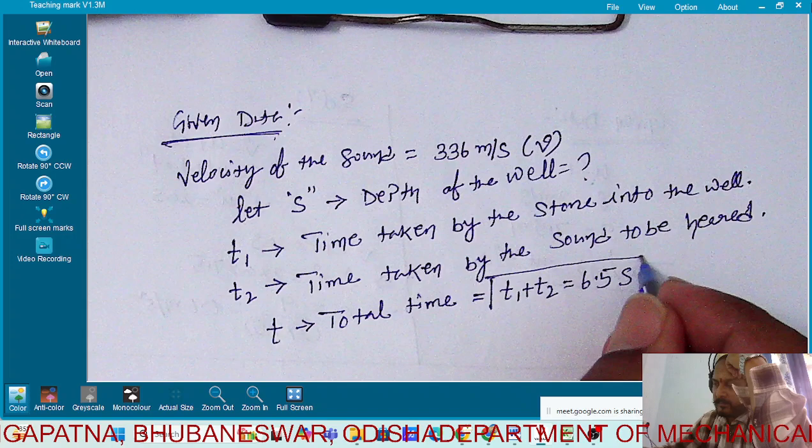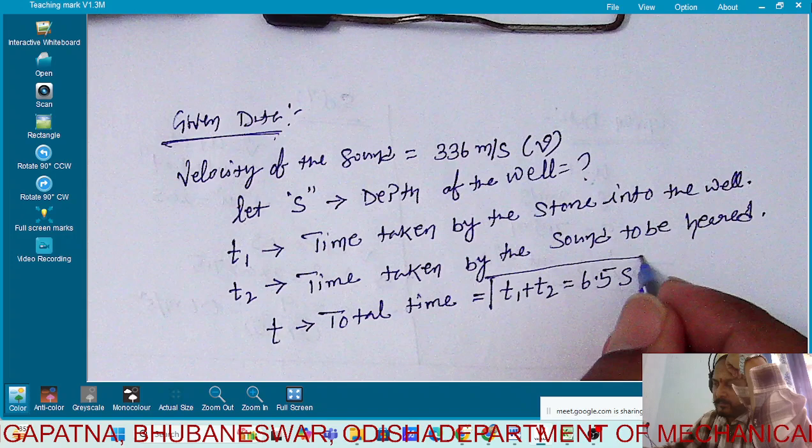Yes, sir. So this is the important equation: T1 is equal to root over of 2S by 9.81. Next, this is about the stone.